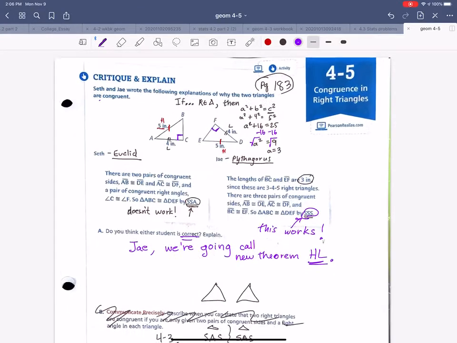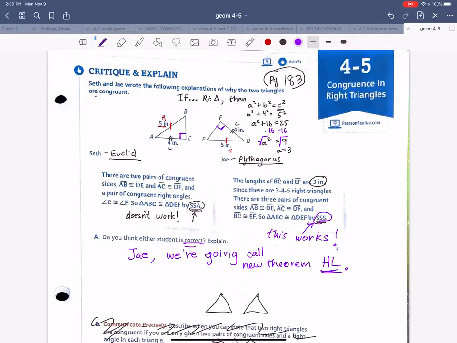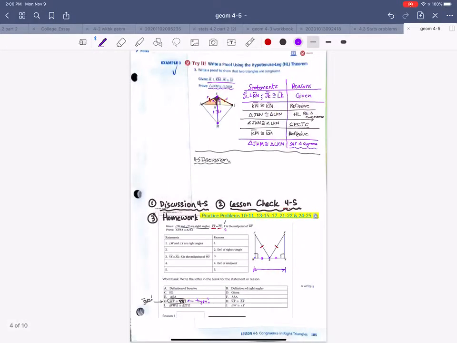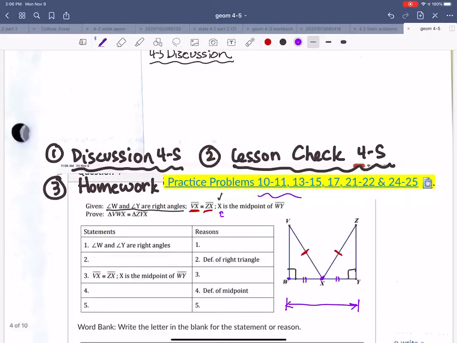Hey guys, we're going to do homework for 4-5. So let's take a look. You should have taken some notes here, right? We had one theorem, and these are our practice problems. Okay, so let's take a look.